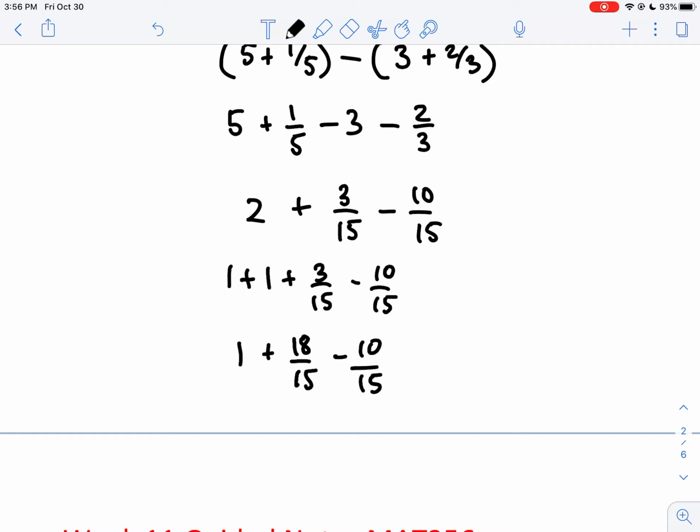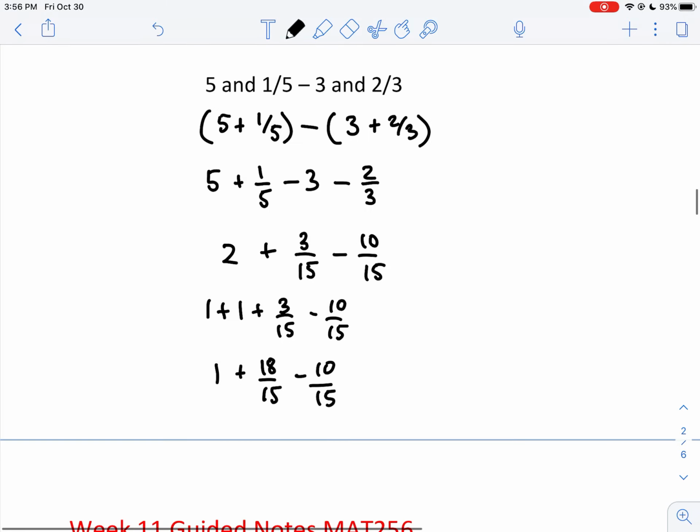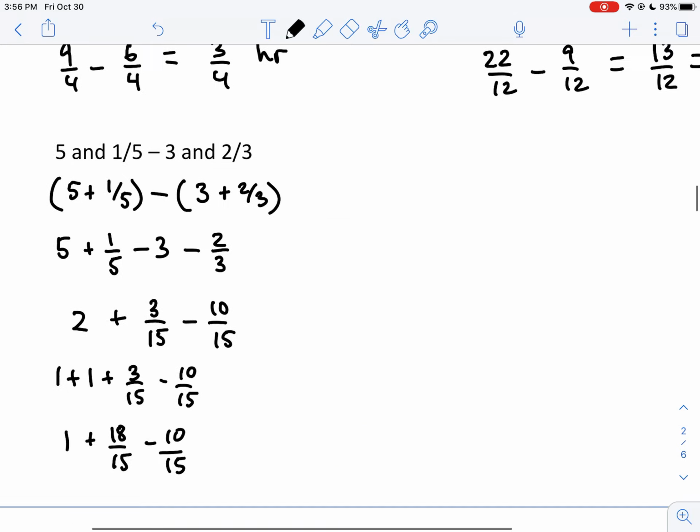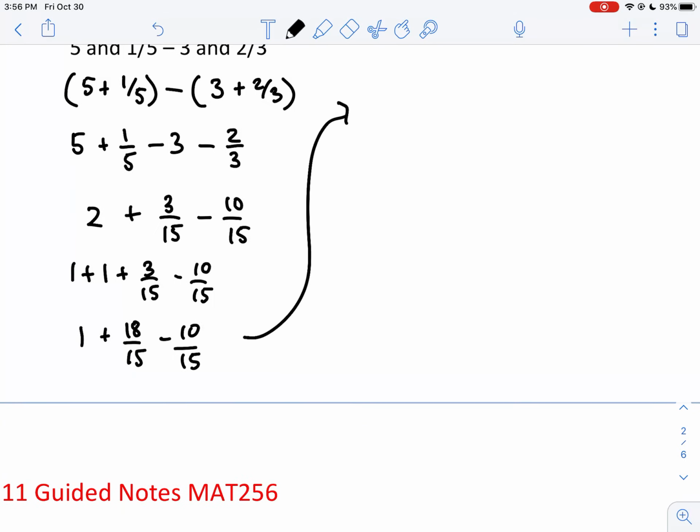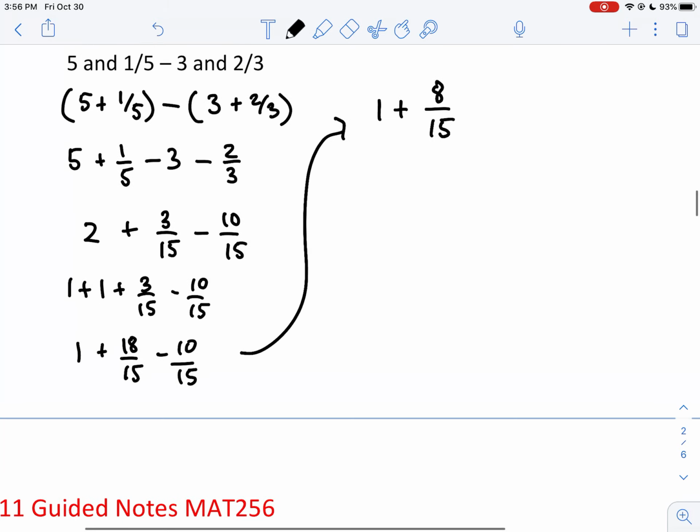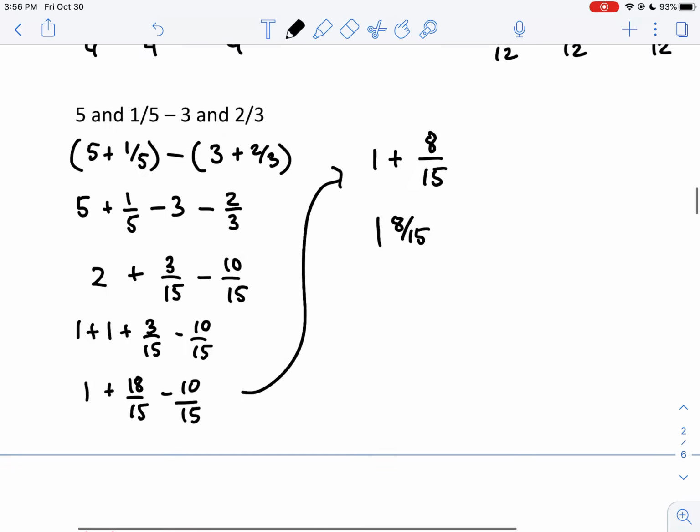But now I'm in a position where I can do 18/15 minus 10/15 without producing any negatives. And we get a total of 1 and, let's bring my work up here, 1 8/15. And 8 and 15 have no common factors, they're relatively prime, therefore that fraction will not reduce to more simple numbers. Of course, as a mixed number, it would look like this, 1 8/15.